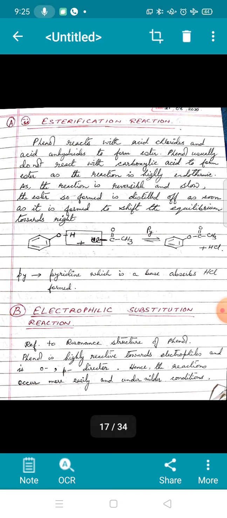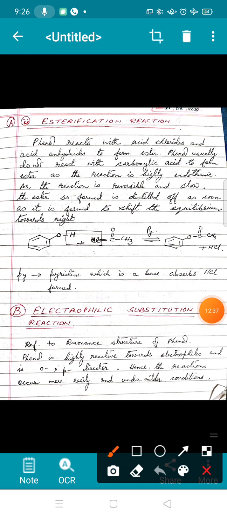The next reaction under the same category is esterification reaction. This reaction we have done earlier also with alcohol. It is very similar, and here you have to remember, normally what happens, esters are formed by acid and alcohol, but here phenol, if you consider it to be the alcoholic part, it doesn't react with carboxylic acids to give you ester, because the reaction is highly endothermic.